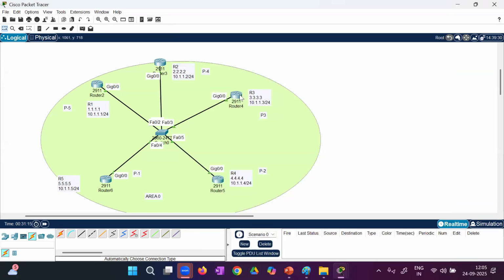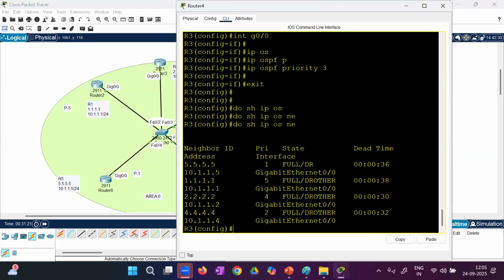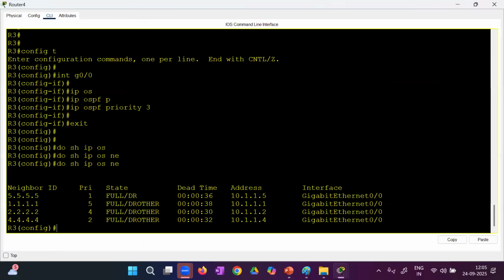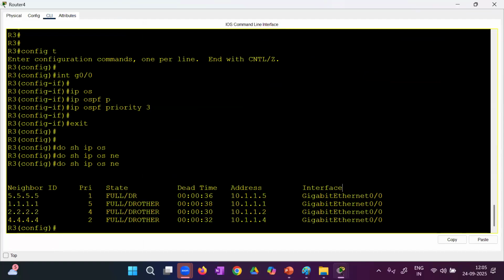So again, you come to router third and check. Do show ip ospf neighbor. What does it say? If you look here, these are the priority numbers that we have changed. For router fifth, the priority is 1 only. For router 1, the priority is 5, which we have changed. Now, will you still observe this one as the DR? Okay. So what is required here?